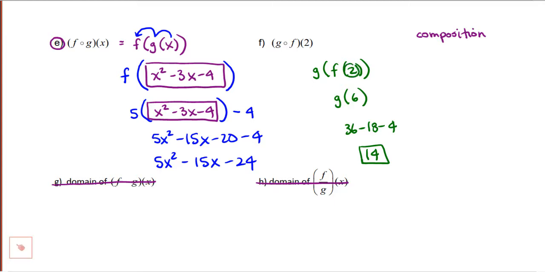Is we take the 2 and we give it to f. F says whatever you give me, I'm going to multiply by 5, so I get 10. Subtract 4, so I get 6. Then I give 6 to g. G says whatever you give me, I'm going to square it. I'm going to multiply it by 3, and then I'm going to subtract 4. And if I did this correctly, I believe we get 14.